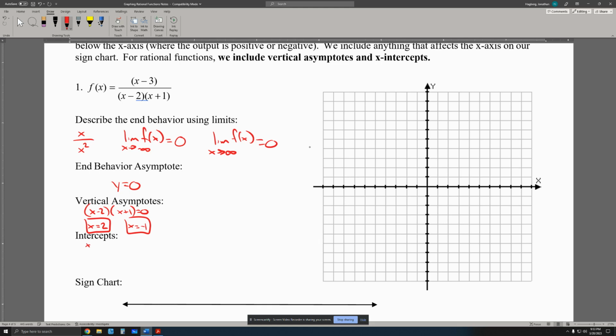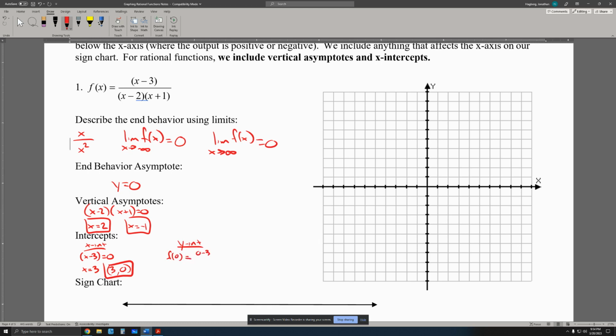Intercepts, we'll start with the x-intercept. So that's where the numerator is equal to 0, where y = 0. So we have the quantity (x - 3) = 0. So then x = positive 3. I'm going to write that as an ordered pair just so that I can keep track of my intercepts. So (3, 0).